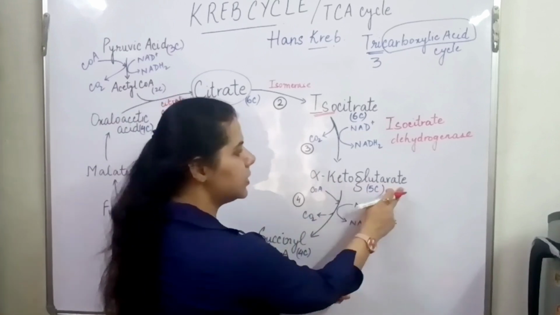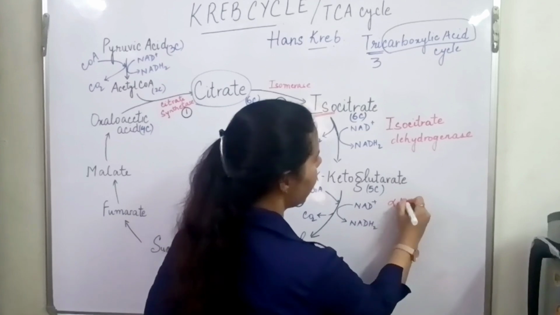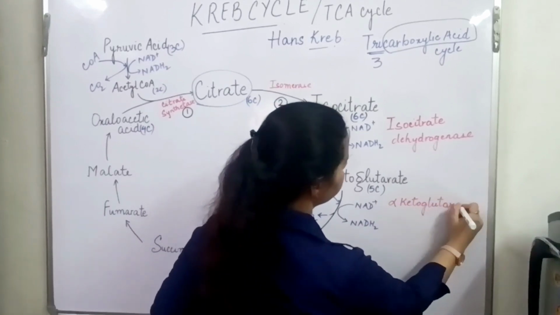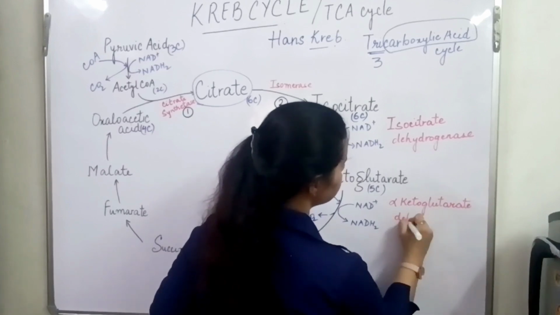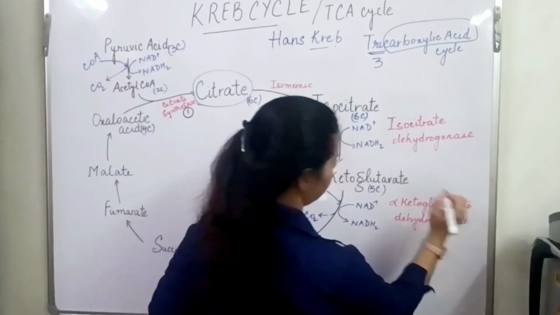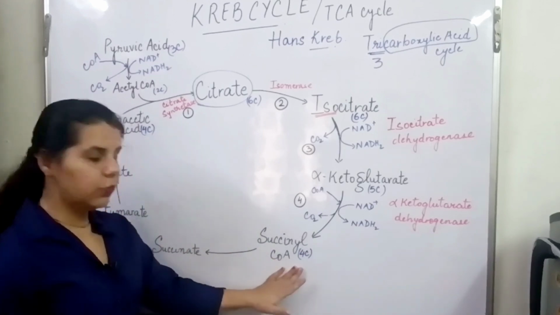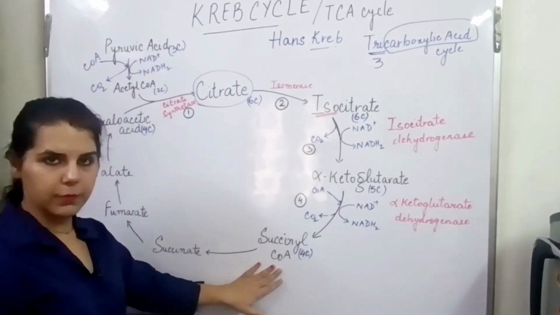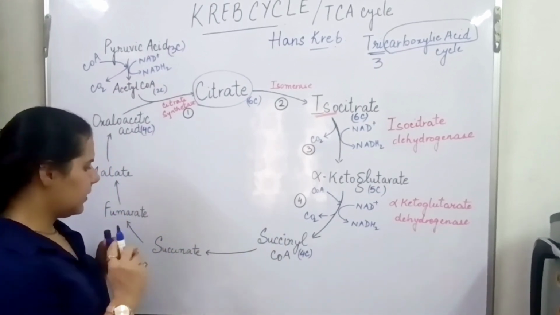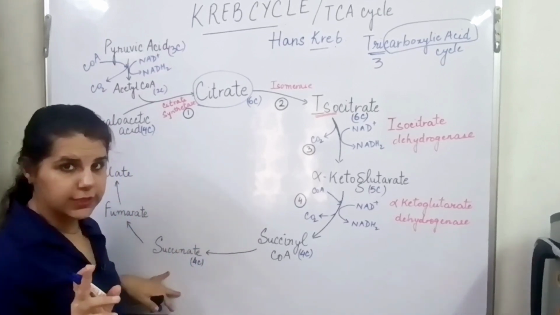Then alpha ketoglutarate gets converted to succinyl coenzyme A. The enzyme used here is alpha ketoglutarate dehydrogenase. Now, this is a 4-carbon molecule, succinyl coenzyme A. It will get converted to succinate. Succinate again is a 4-carbon compound, so no decarboxylation.